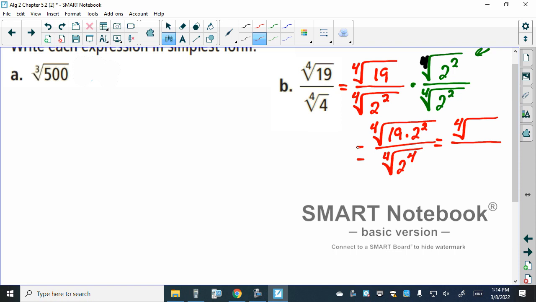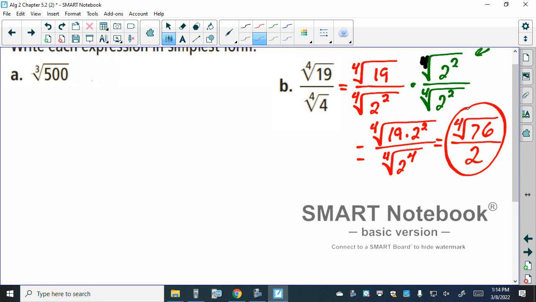It will do that for us. So it'll tell us what goes in the radical. So really, we're looking at 4 times 19, which would be 76. And the denominator would be 2. Because the 4th root of 2 to the 4th is 2. And on these here with these fractions, we're really trying to simplify that radical as easy as possible. Any questions on this here?